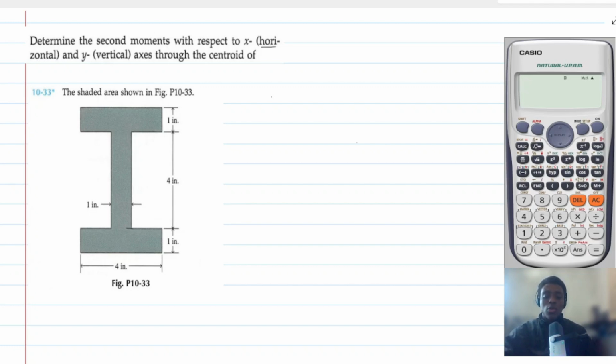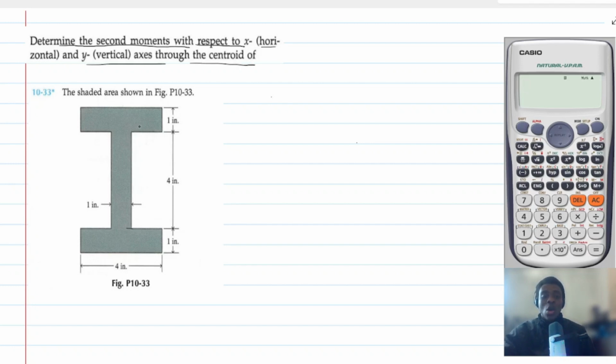In this video I want to solve a question with you to illustrate the concept of the second moment of area. Over here you can see that we've been given a rectangular cross section and we've been asked to determine the second moment of area with respect to x and then y through the centroid.